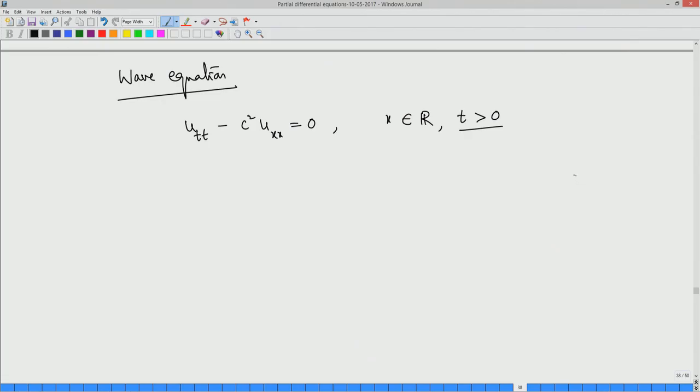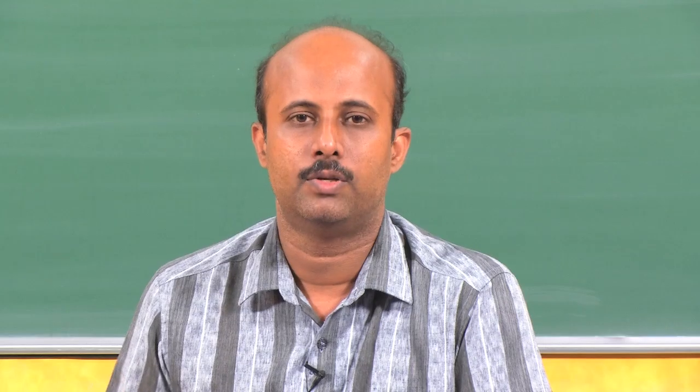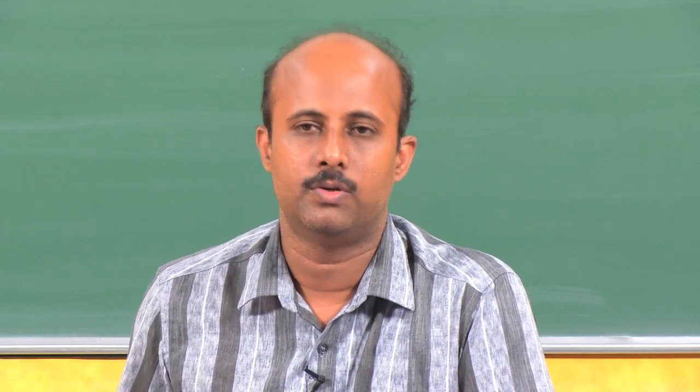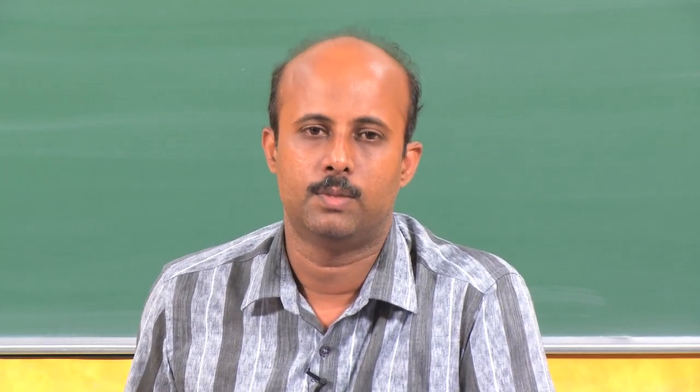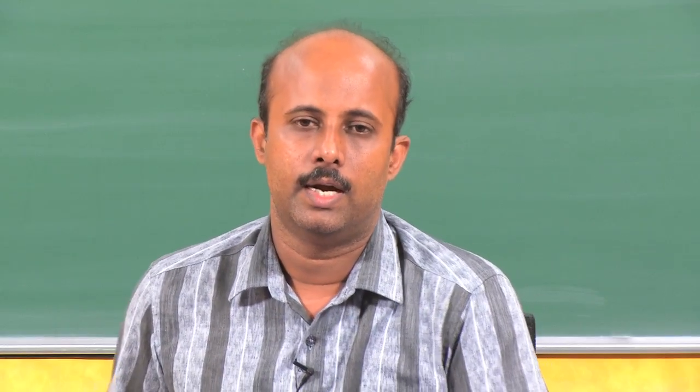So you have some kind of domain, this is t and this is x. This is one dimension because the spatial variable is one dimensional. So this is a one dimensional evolution equation, the wave equation. Evolution means as time goes you see the evolution of the displacement of the dependent variable u(x,t). It depends on the time.